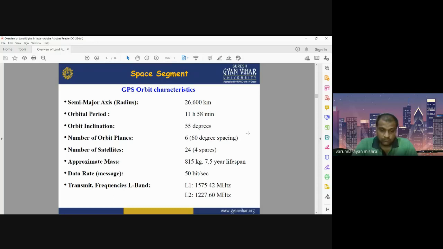Both frequencies are not available for civilian purposes. For better accuracy, some GPS receivers are designed to receive both signals. Otherwise, the normal GPS receiver we use in daily life and in our practicals uses only the L1 frequency. Both L1 and L2 are received only by specific GPS receivers designed for military operations and confidential operations of the military and intelligence. So this is about the GPS space segment.